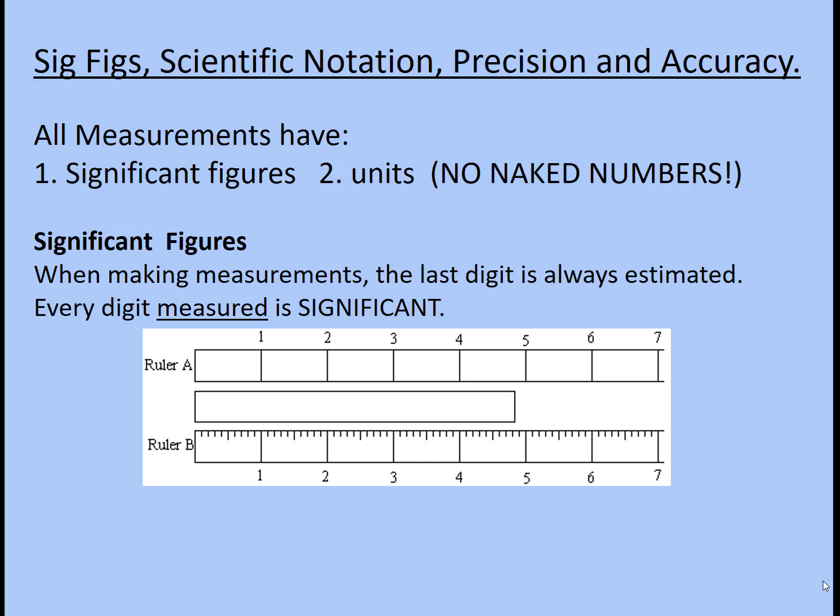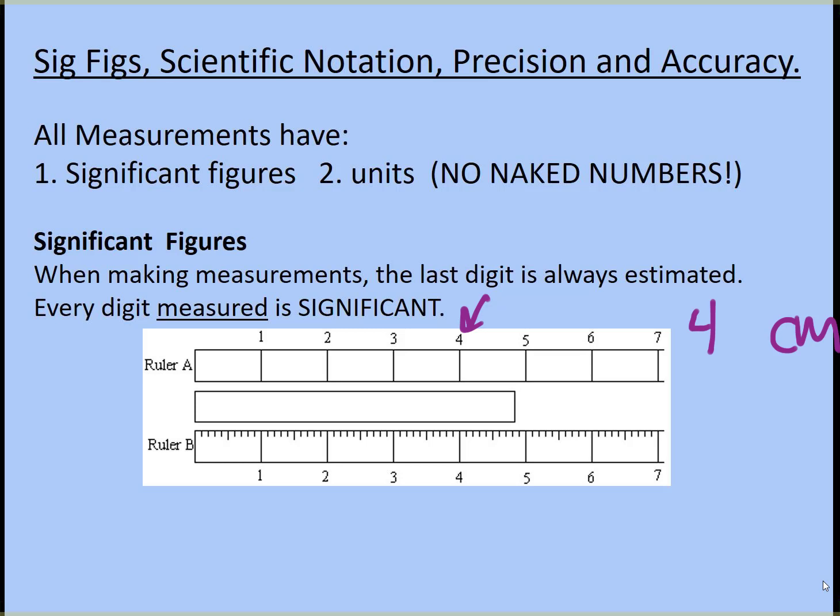When we're making measurements, the last digit is always estimated. And this is a common mistake with students. They'll quickly read out what the ruler says or what the graduated cylinder says, and they forget to estimate one digit. Looking at ruler A and the object right there in between those two rulers, I see that I can for sure measure that there's a 4. So we'll say 4 centimeters.